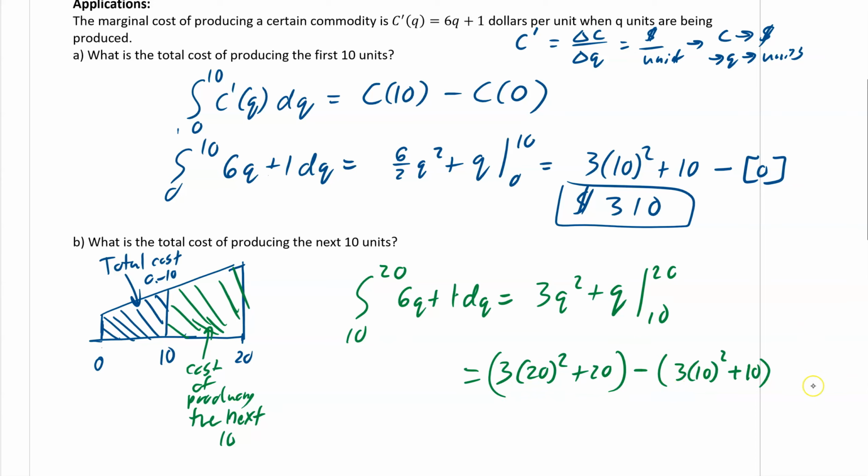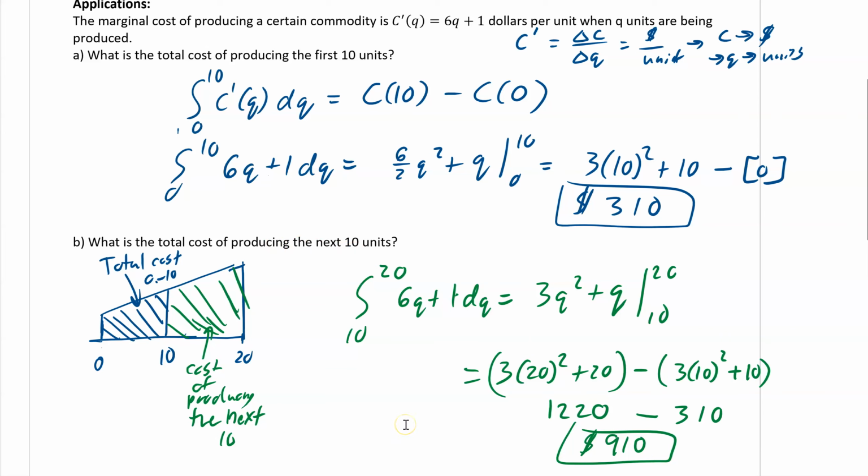We already know that that's 310. So the cost up to 10 units is 310. And now we can think about it as the cost up to 20 units. That's 1220. And so we end up getting $910. So $910 is how much it's going to cost to produce the next 10 units. So by taking the marginal cost, taking the integral and plugging in the two numbers, it's taking us back to the total cost function without the constant, of course. Then we can plug in 20 and 10 to find the difference in the two, giving us our net change. So the total cost of producing the next 10 units would be $910.